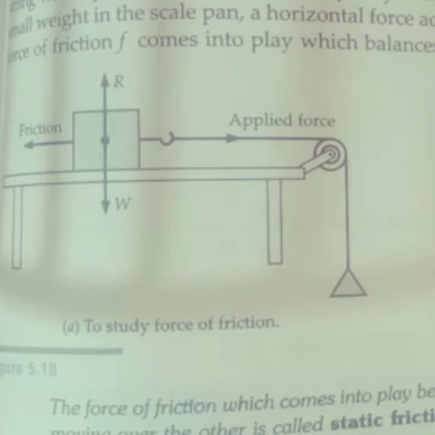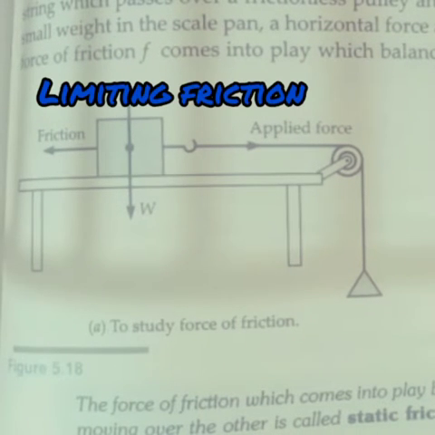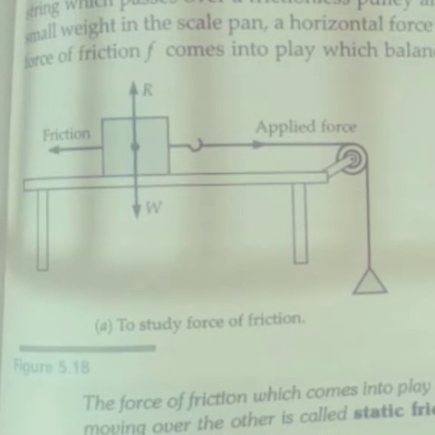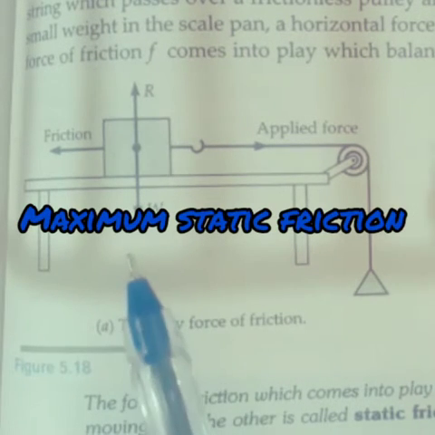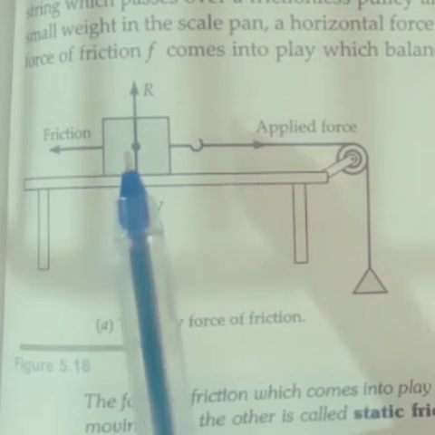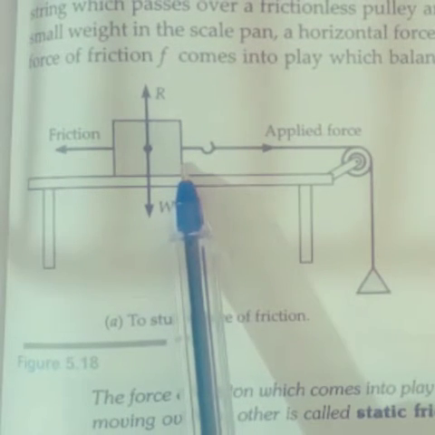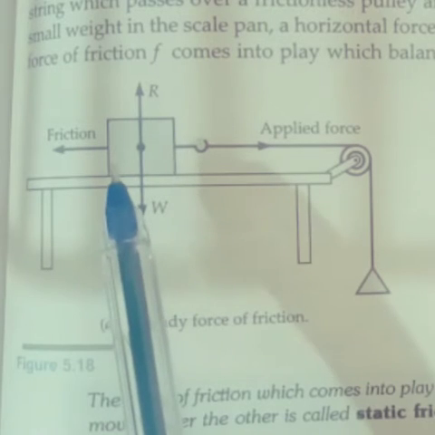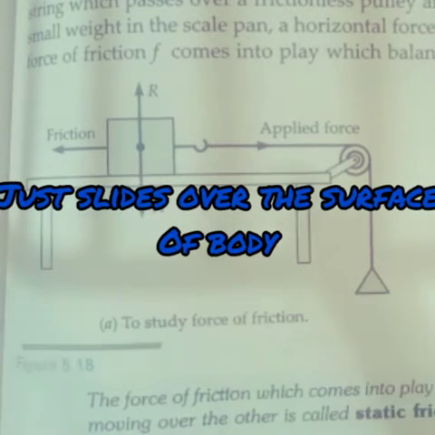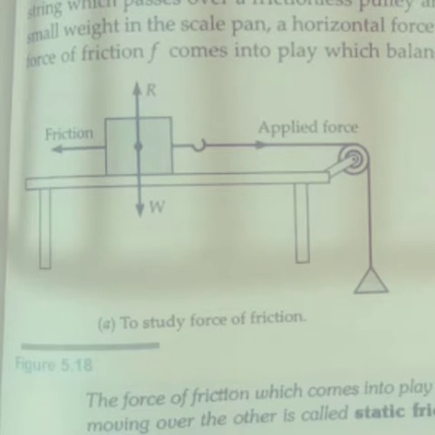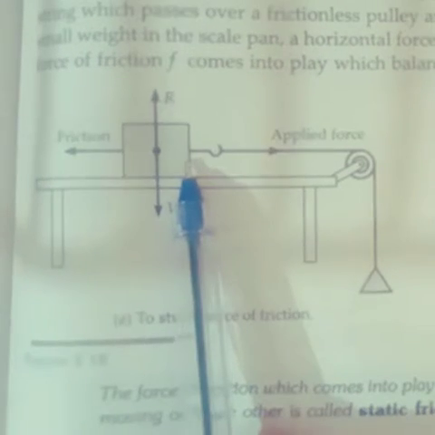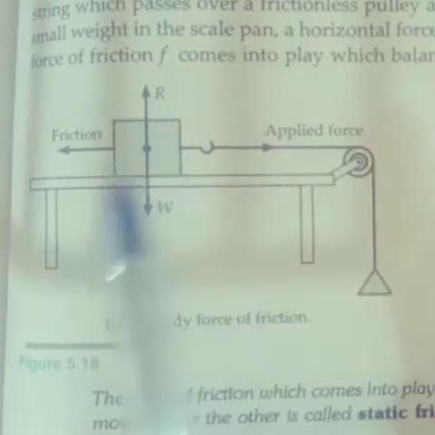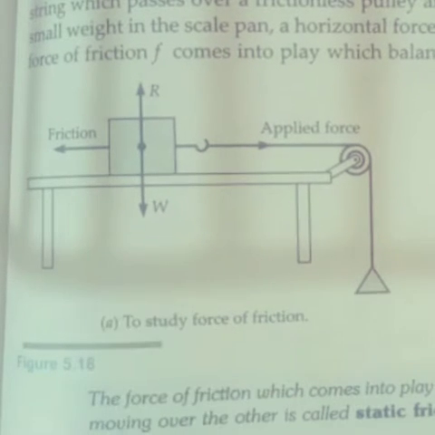The next one is limiting friction. Limiting friction means the maximum value of force of friction which comes into play when a body just begins to slide over the surface of another body. So what do you mean by limiting friction? The maximum value of force of friction which comes into play when a body just begins to slide over the surface of another body.